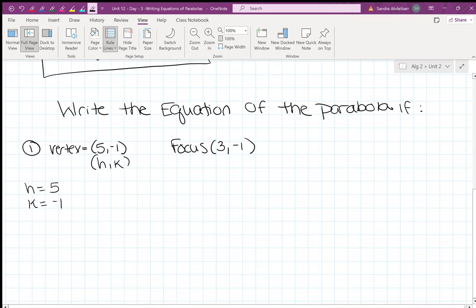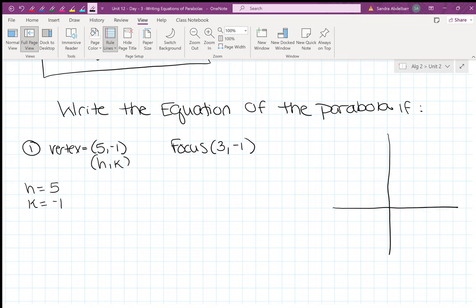Now, it might help you to sketch this, or you can try to visualize it. So if my vertex is 5, negative 1, 1, 2, 3, 4, 5, negative 1, that's V for vertex. My focus is 3, negative 1. 1, 2, 3, negative 1. That's my focus.